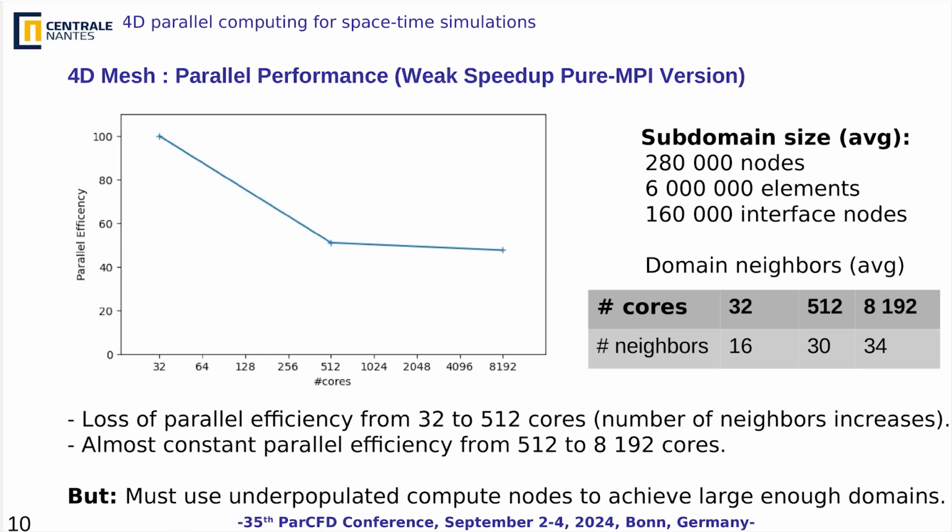So if I move to 4D parallel performance, here up to 8,000 cores, you can see that there is a decrease of the performance at the beginning, but this is mainly due to the number of neighboring subdomains that increases. For example, on 32 cores, we have 16 neighboring domains, 30 on 500 and 34 on 8,000. And after that, it's quite constant, which is good for scalability, I would say. The drawback is that we have to use quite a huge domain in 4D. And for doing that, we have to use underpopulated nodes. So we don't use the full power of the supercomputer, but only 1 core over 2.